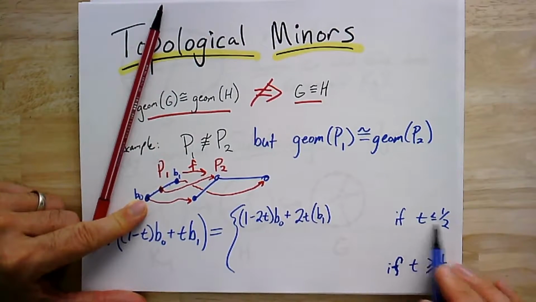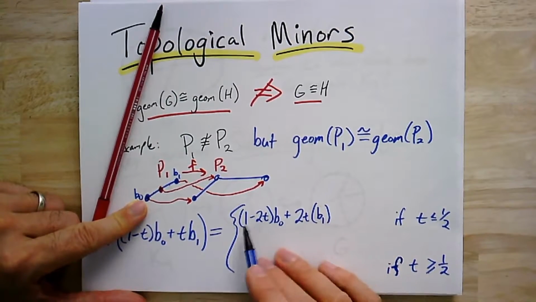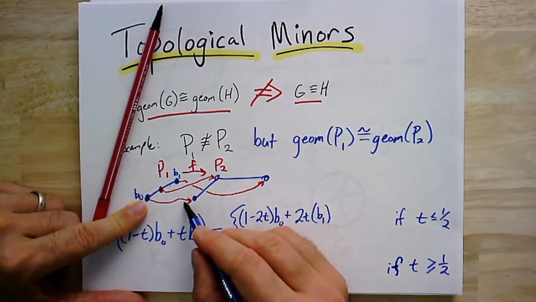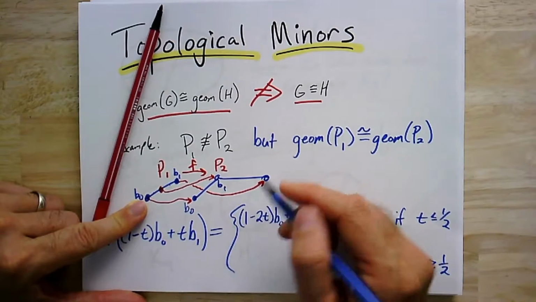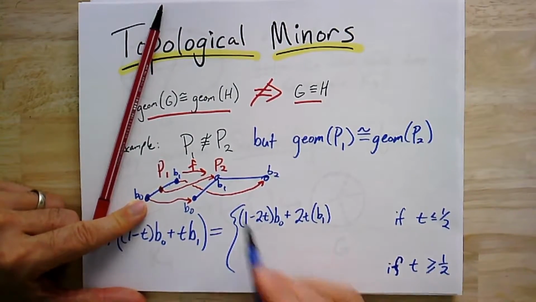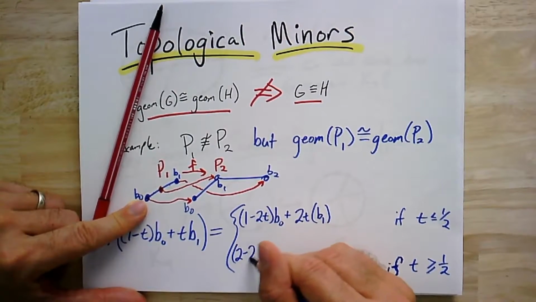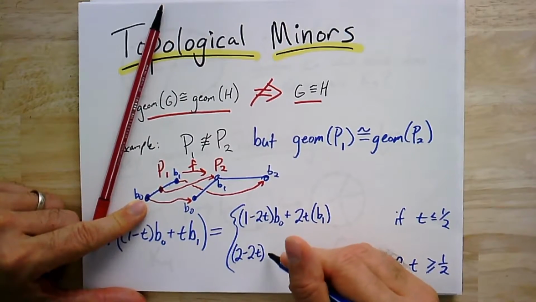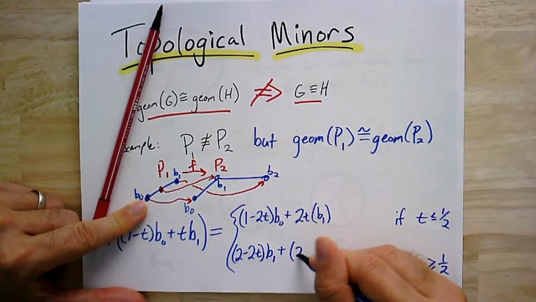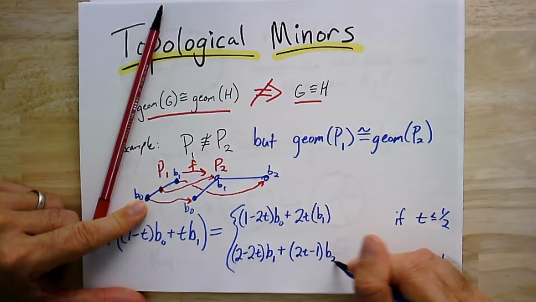T in this case, since it's between 0 and 1/2, that means 2t is in between 0 and 1, and this is also between 0 and 1. So this is a line segment from b0 to b1. And now we want the second half of this, if t is greater than 1/2, to map to this line segment. And so you can check, I'm pretty sure this is right. If you do 2 minus 2t times b1 plus 2t minus 1 times b2, right?